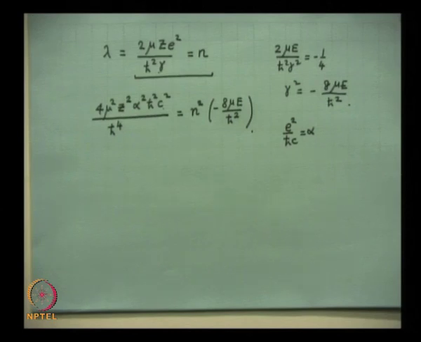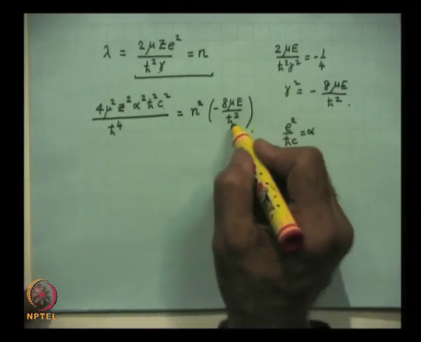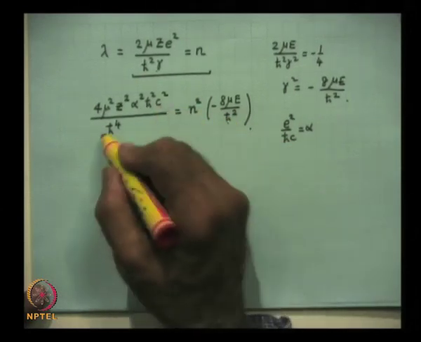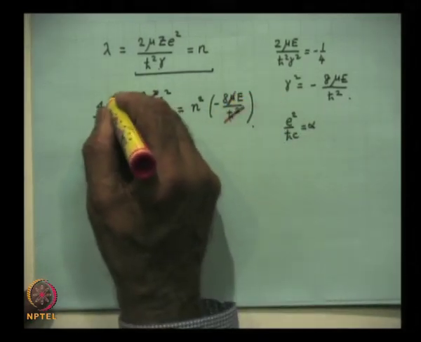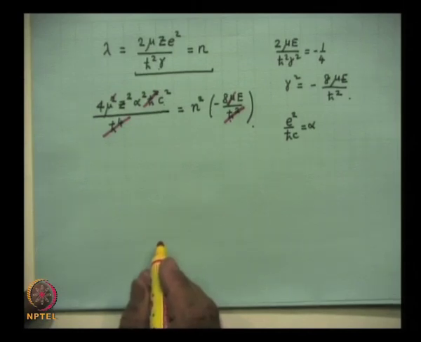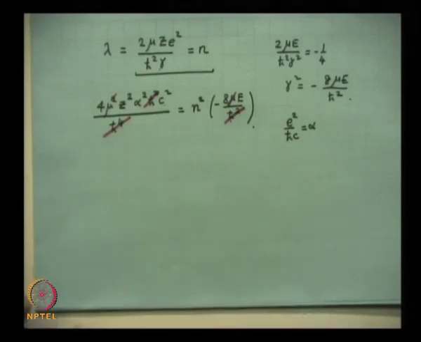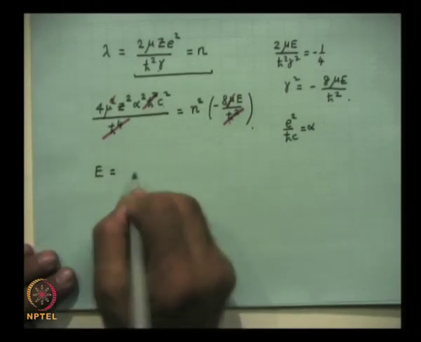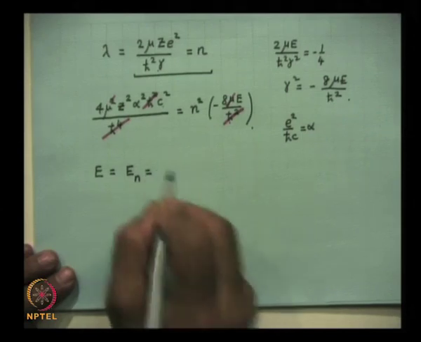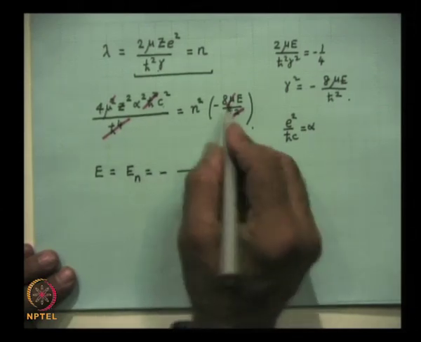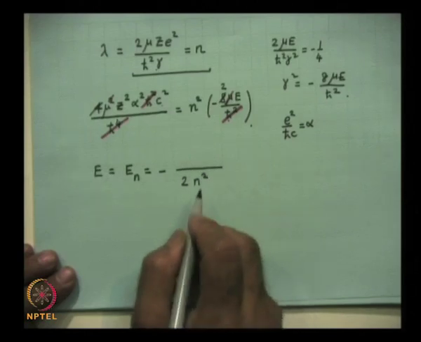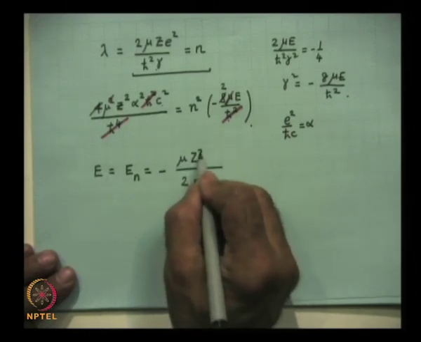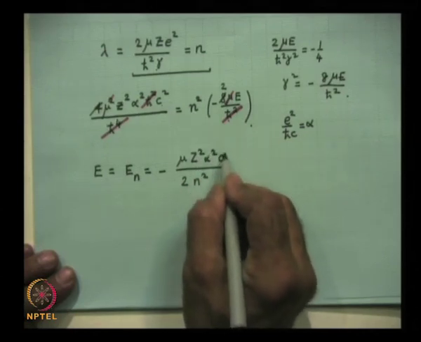So, please see this, we have to do this little carefully. h cross square multiplied by h cross square by h cross 4, these two terms will cancel out. 1 mu will cancel out with 1 mu, and 4 divided by 8 is 1 by 2. So, I will get E is equal to E n is equal to minus, 4 becomes 2, so 2 n square, mu z square alpha square c square.